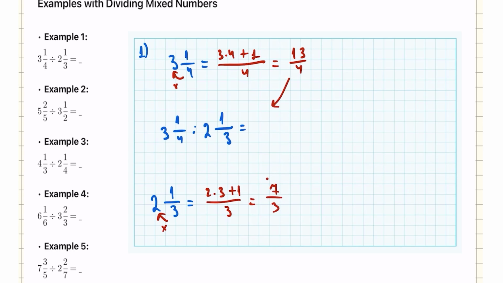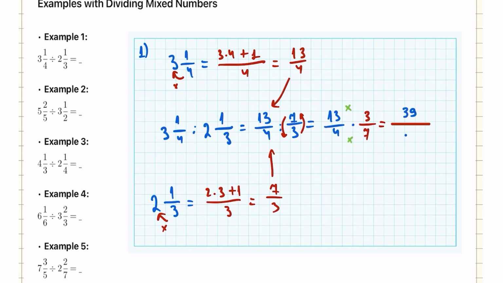And now we can divide. We will have 13 over 4 divided by 7 over 3. And we know that division is the same as multiplication. We need to just flip the second fraction like this. The second fraction will be 3 over 7. So we need to now multiply 13 over 4 with 3 over 7, and we know how to multiply. The answer will be 39 over 28. That's the answer.